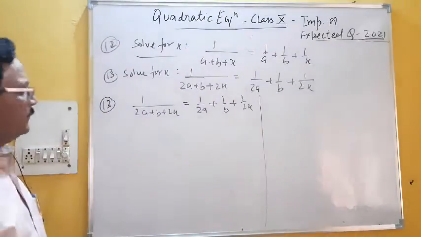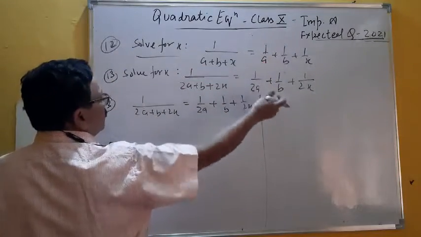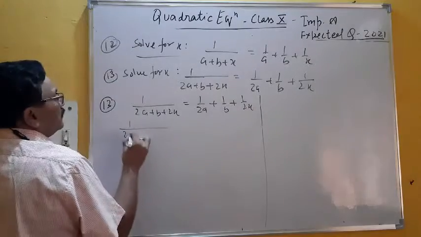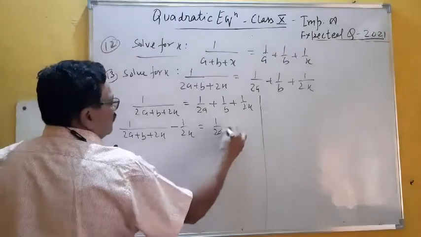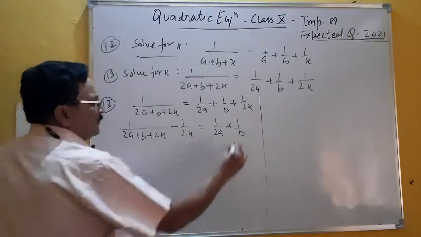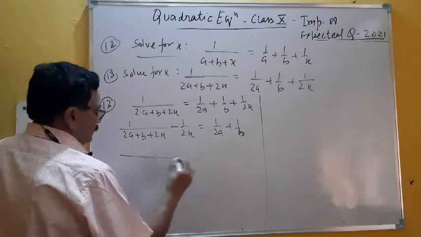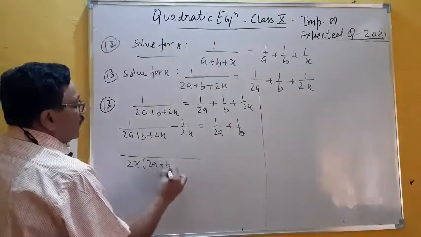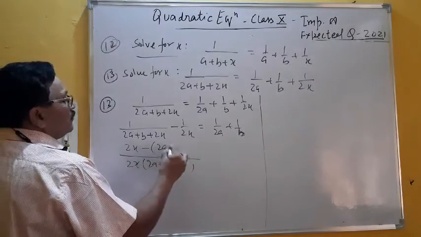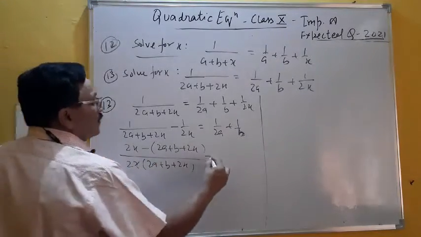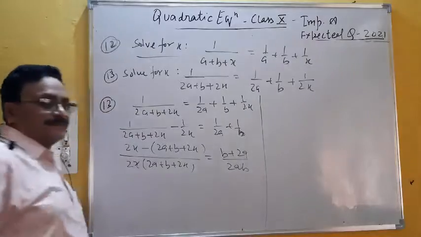Children, this is one of the techniques. Only you take this 2x this side, this x part, either in this question or this part, the 1 upon 2x part, you can take this side. 1 upon 2a plus b plus 2x minus 1 upon 2x is equal to 1 upon 2a. This is one of the techniques to solve this question a little faster. Now you take the LCM. 2x, 2a plus b plus 2x, what will you get here? 2x, and you will get 2a plus b plus 2x. Here also b plus 2a, 2a.